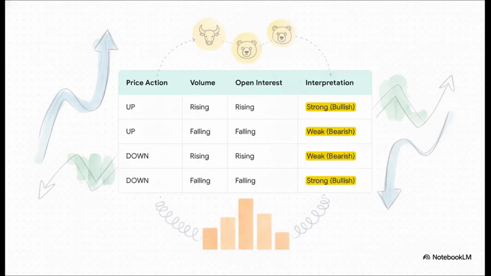So here it is. This is basically the technician's classic playbook for reading market strength. And what's really crucial to see here is that a rising price isn't always a strong signal, and a falling price isn't always a weak one. The key, the secret sauce, is how volume and open interest are acting right alongside that price move.